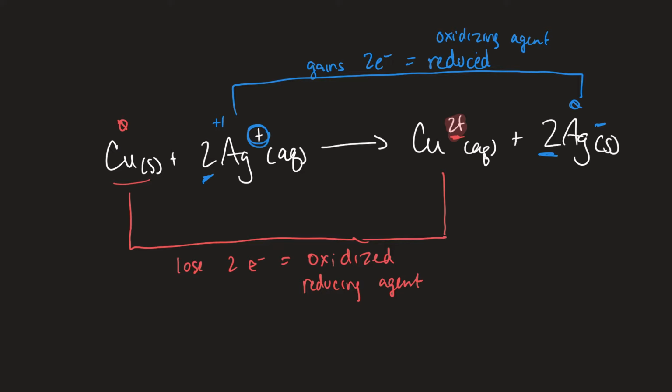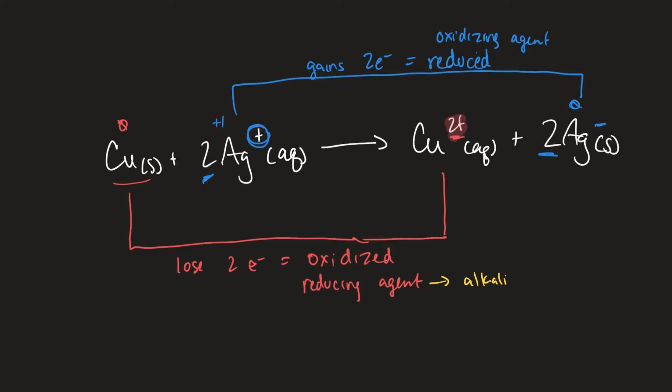Now, the reducing agent causes reduction to take place. So here's your reducing agent. It will undergo oxidation itself, and it becomes more positive. So here copper starts out with 0 and ends up with a +2. So it becomes more positive, and oftentimes a reducing agent will gain more oxygen. So that's just another definition of oxidation itself.